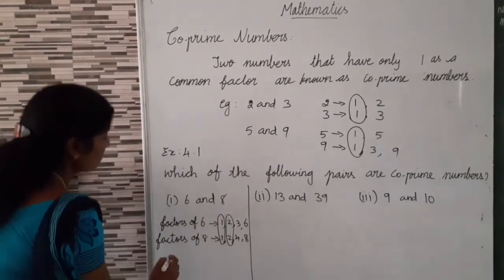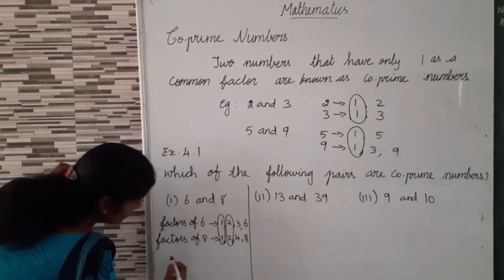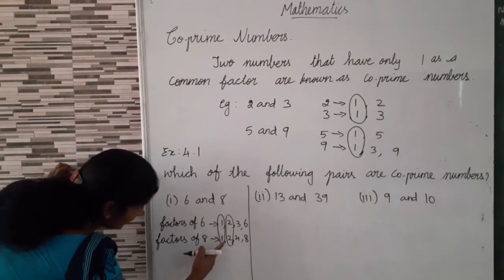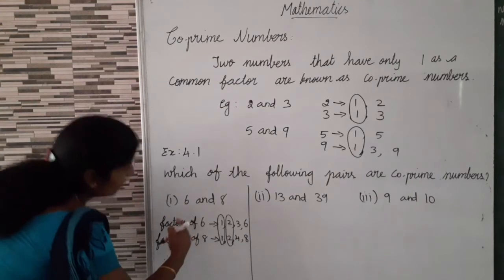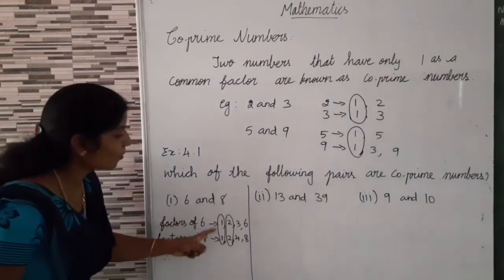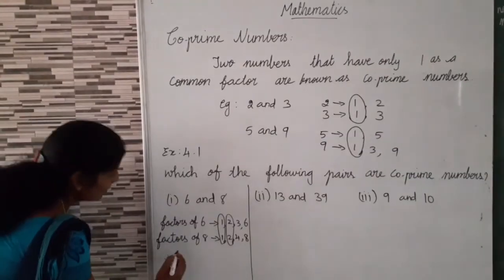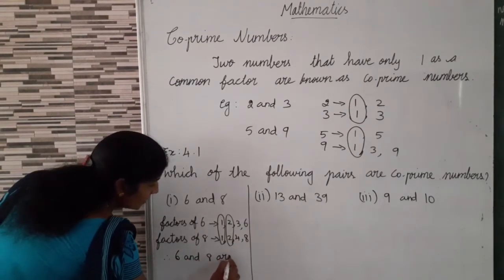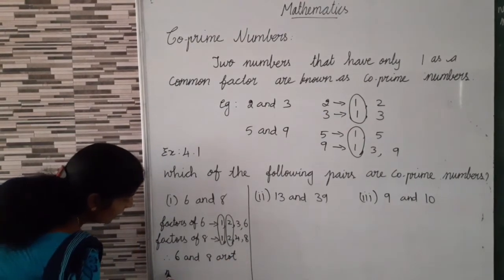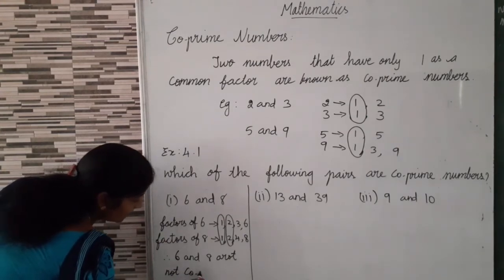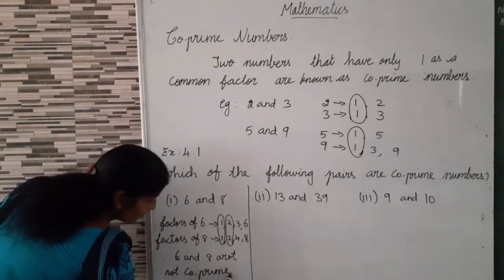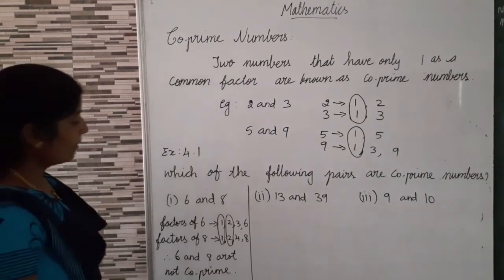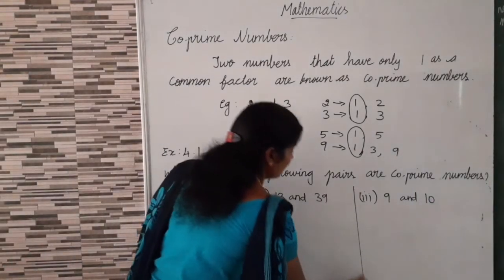Common factors of 6 and 8 are 1 and 2. So we can write that 6 and 8 are not co-prime numbers. Clear? Okay, now we can move to the second question.